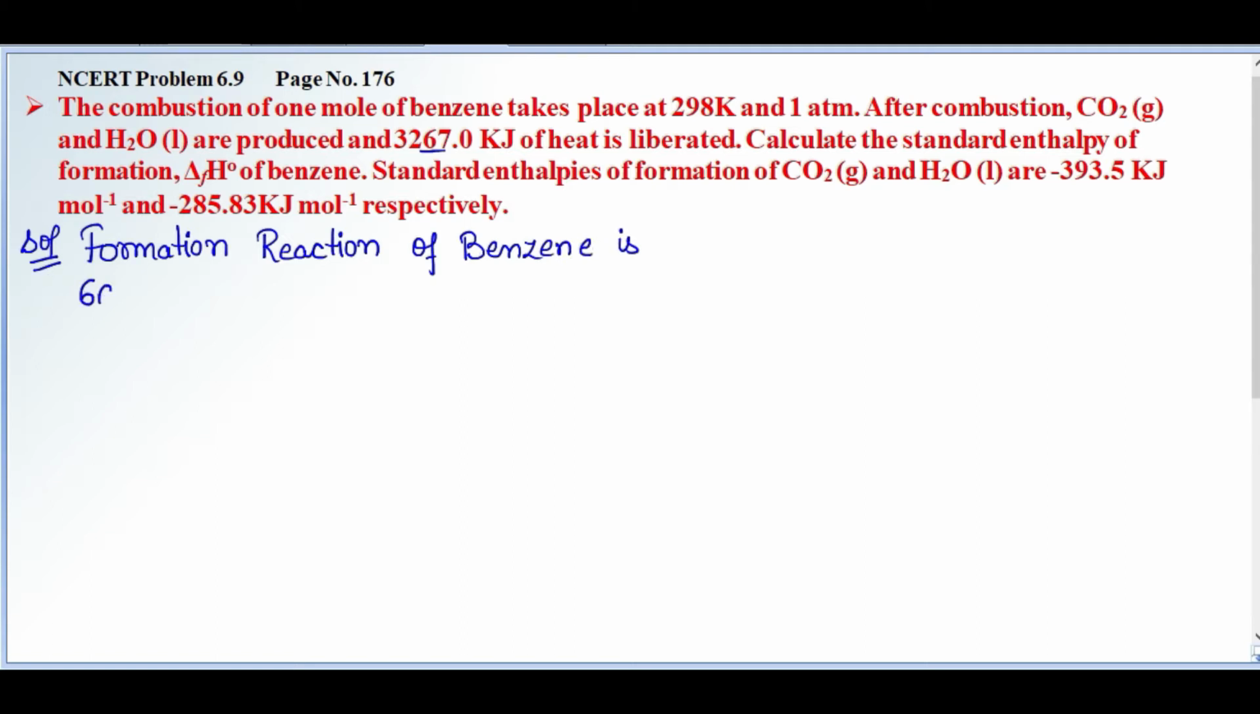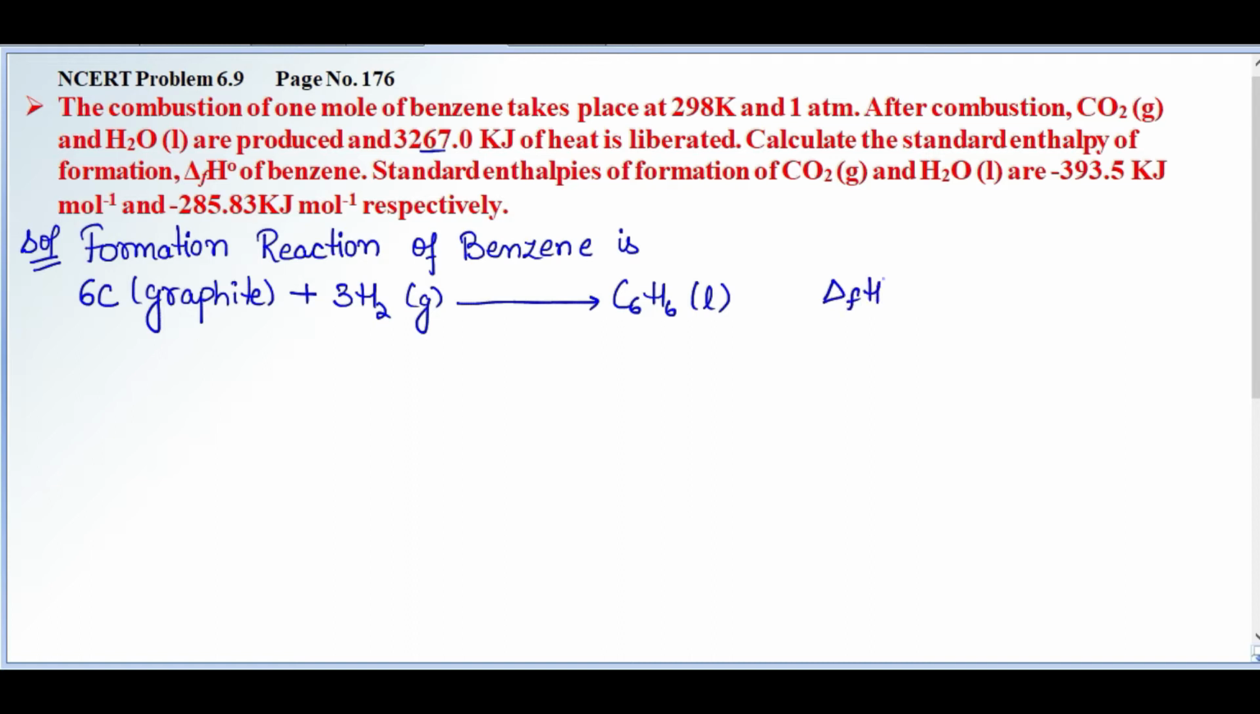When I'll react graphite, that means carbon, with hydrogen, it will give rise to benzene, right? Now I have balanced the equation, you just check by yourself, right? So in this case, we have to find the enthalpy of formation. That means I have to find this value.